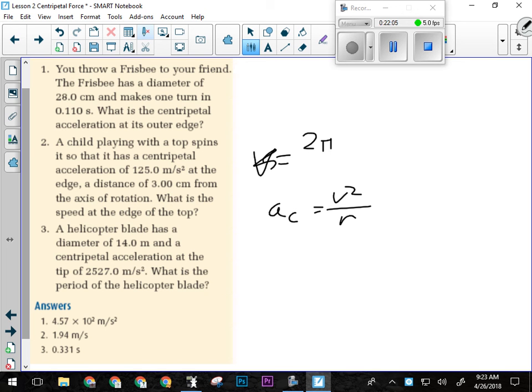We know what a is, we know what r is, and we're looking for its speed of rotation. So all we're doing is multiplying both sides by r and then square rooting, and we'll have v. The key is that we have to convert r to meters. So 0.03 meters times our 125, and then square rooted, that should give us 1.94.